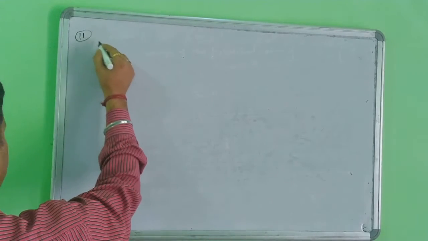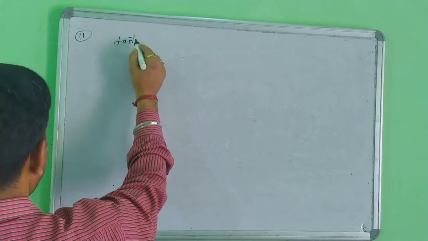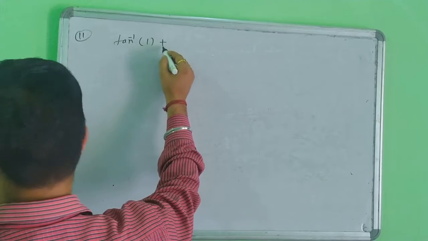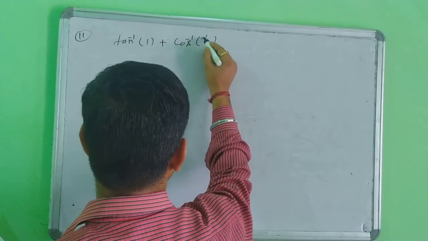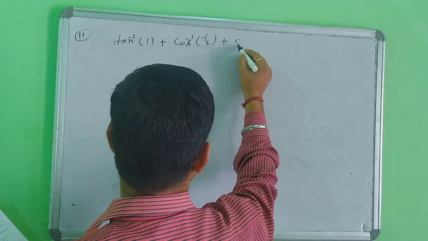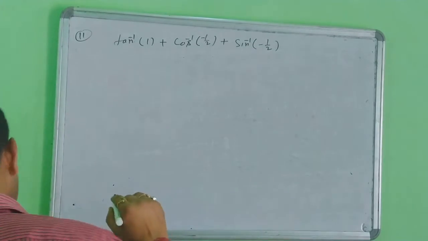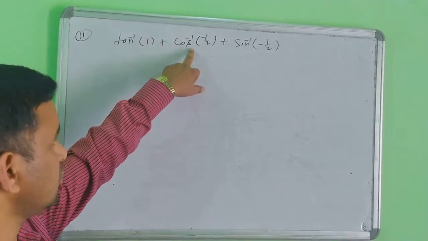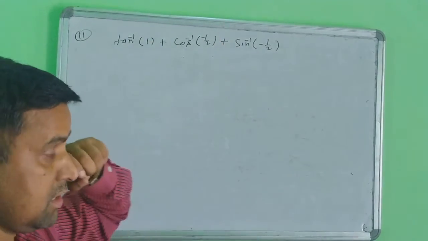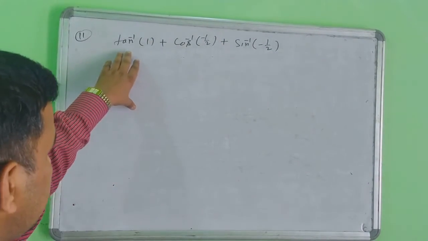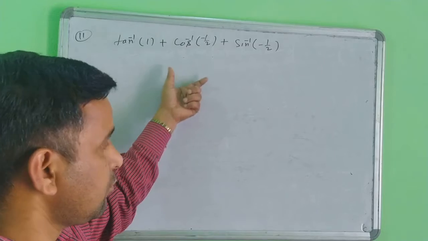Question number 11: solve tan inverse 1 plus cos inverse minus 1 by 2 plus sine inverse minus 1 by 2. So how to find the value of this? It is not given as a single inverse trigonometric ratio. It is given in combined form: tan inverse, cos inverse and sine inverse. So how to find the value? You have two methods. You can find it all at once, or you can find each separately, then put in the values and get the answer.